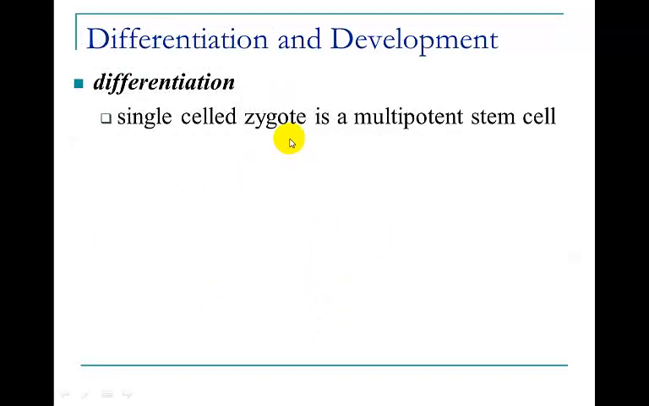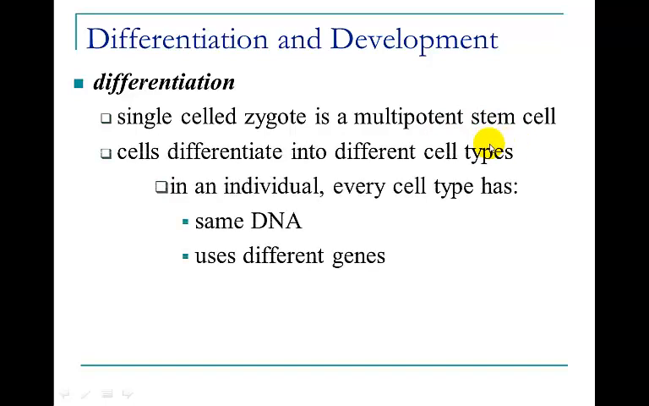Now we have one cell called a zygote, and that one cell can become every cell of the body. It has the potential to develop into every cell. The zygote by itself is not a kidney cell, it's not a brain cell, it's not a skin cell. It is a multipotent stem cell. It is a cell that has the potential to become any cell of the body.